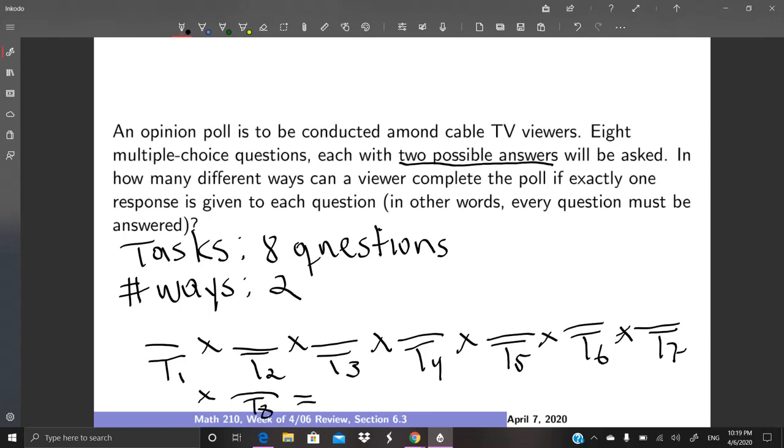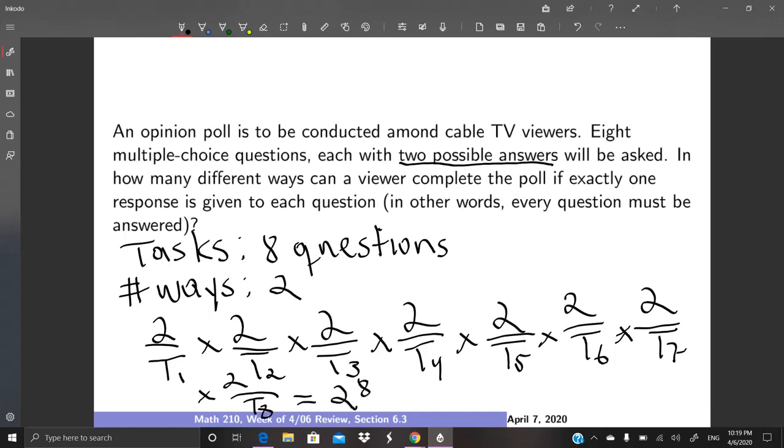Okay, and then the number of ways to answer these 8 questions, the number of ways to perform these tasks, is always 2, right? Because we're not told that some questions have 2 possible answers and some questions have a different number of possible answers. Each question has 2 possible answers, so we'll have 2 possibilities for every single task, every question. So in the end, you end up with 2 to the power of 8.